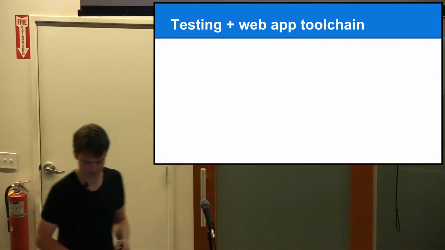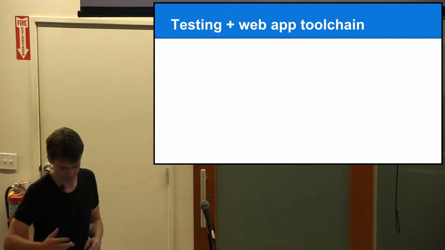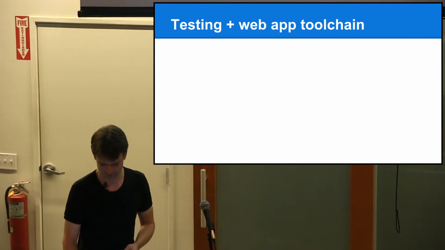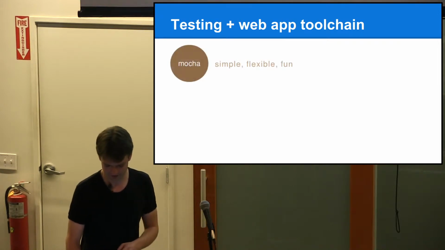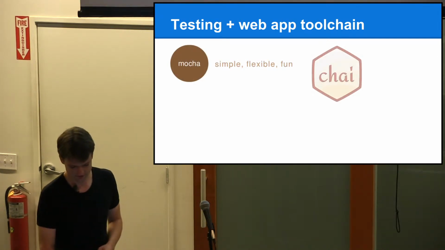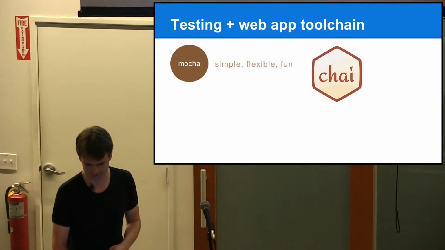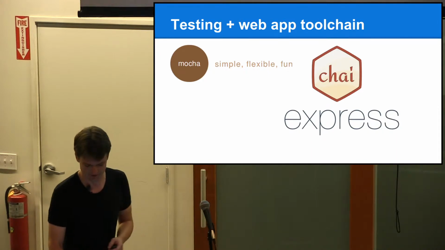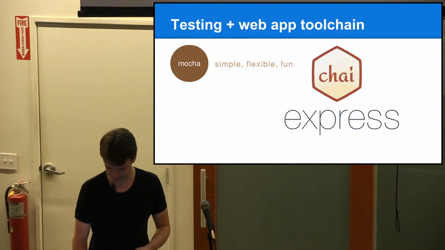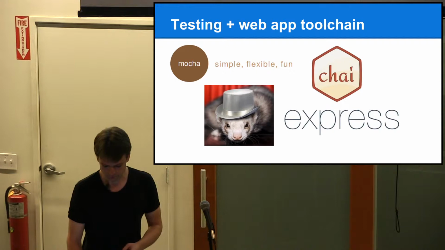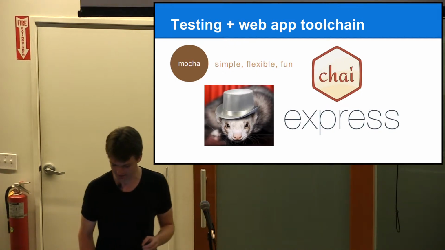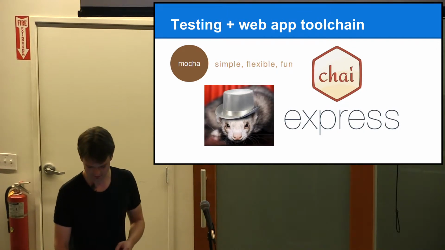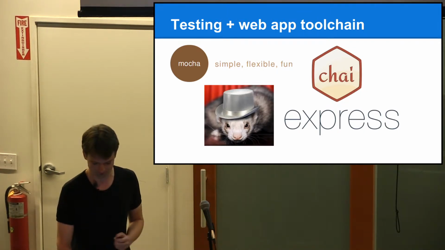Thankfully, in Node.js, we have a toolchain for testing web applications, and it's quite complete. We have Mocha, our test runner, Chai, an assertion library, Express, as mentioned earlier. In this talk, we're going to use Express to make the actual web app. That's the framework. And SuperAgent, our HTTP client that we're going to use in the tests, which apparently has this little guy as its mascot. Blame TJ. I don't know.